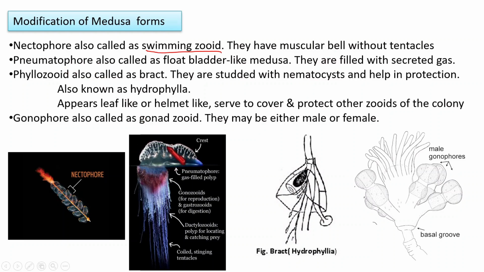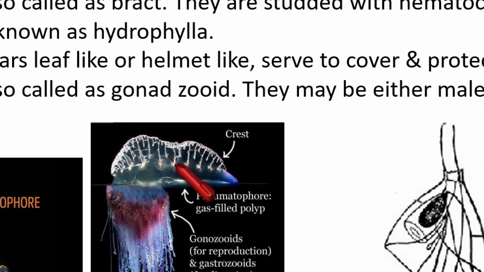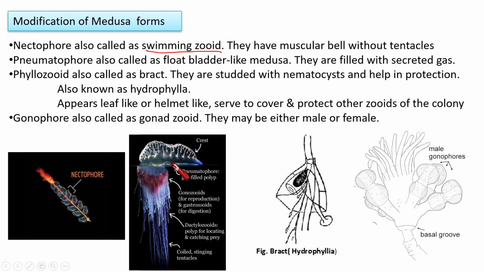Next, pneumatophore. Pneumatophore we can see here. This is an air-filled chamber-like structure, a zooid. It is also a modification of medusa, and its function is to give buoyancy to the organism, and it is filled with secreted gas. Next is phyllozoid. Phyllozoid, or otherwise it is called bract.